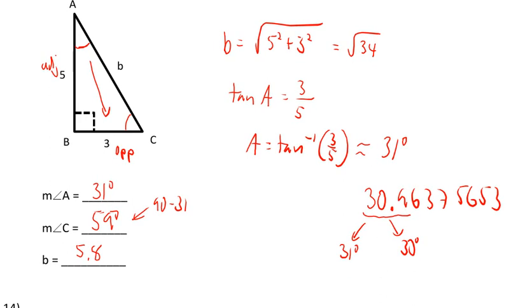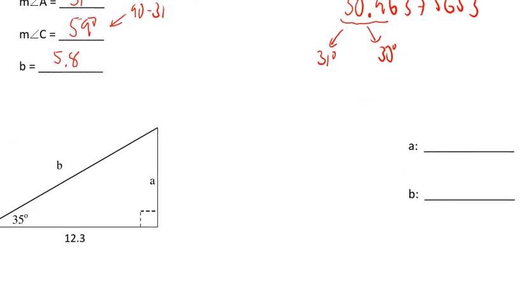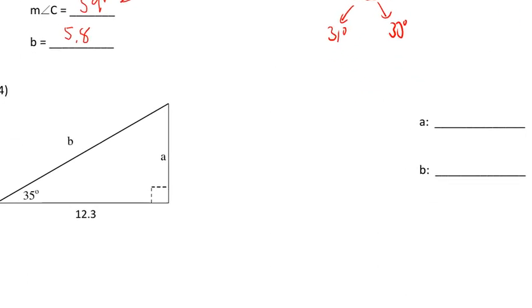All right. So let's do one more. I've got to pick one of these that I want to find first. I'm going to find A first, and with respect to this angle, A is opposite. The 12.3 is adjacent. Tangent of 35 equals A over 12.3. I'm going to multiply both sides by 12.3 and put it in my calculator.